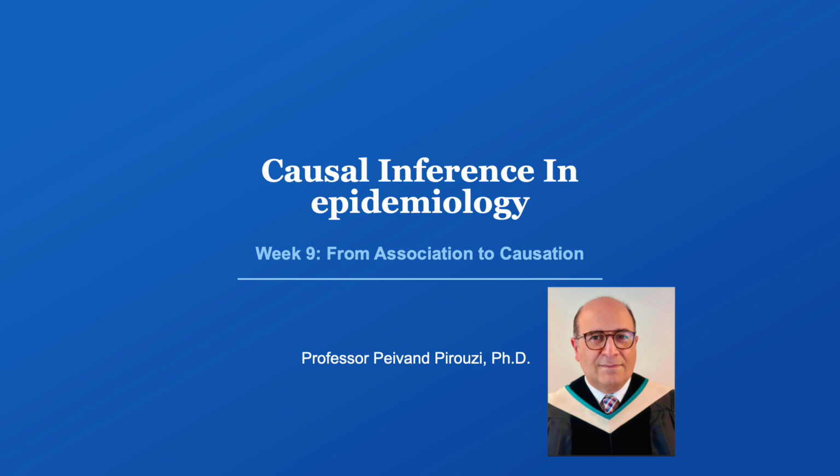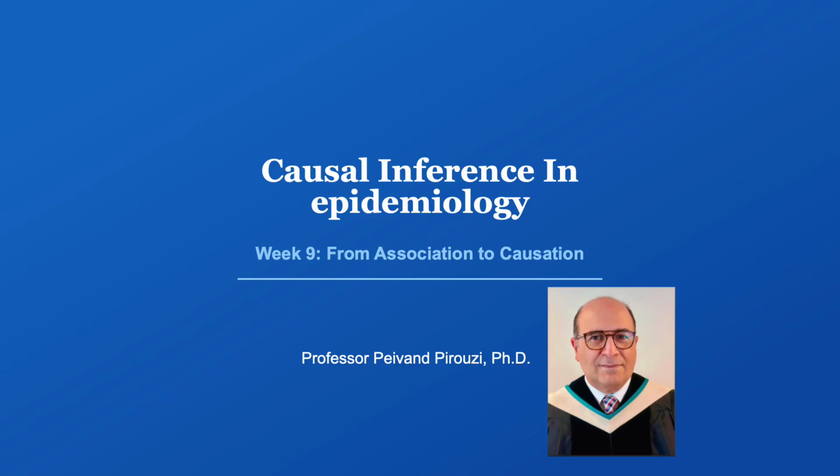Welcome to Week 9. We've discussed bias and confounding, the alternative explanations for observed associations. Today we tackle the big question: when can we conclude that an association is causal? This is where epidemiology gets philosophically interesting.